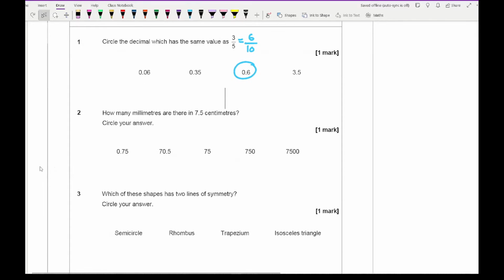Then for question 2, how many millimeters are there in 7.5 centimeters? Well, to convert, we just need to multiply that by 10, and 7.5 times 10 is 75.